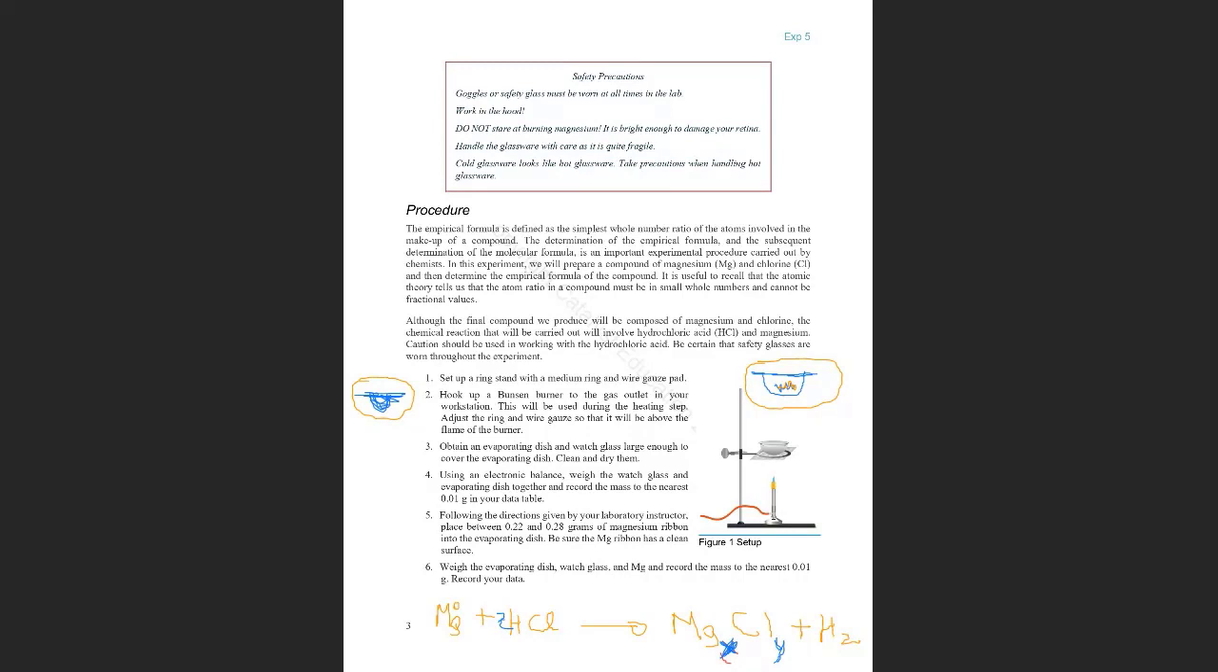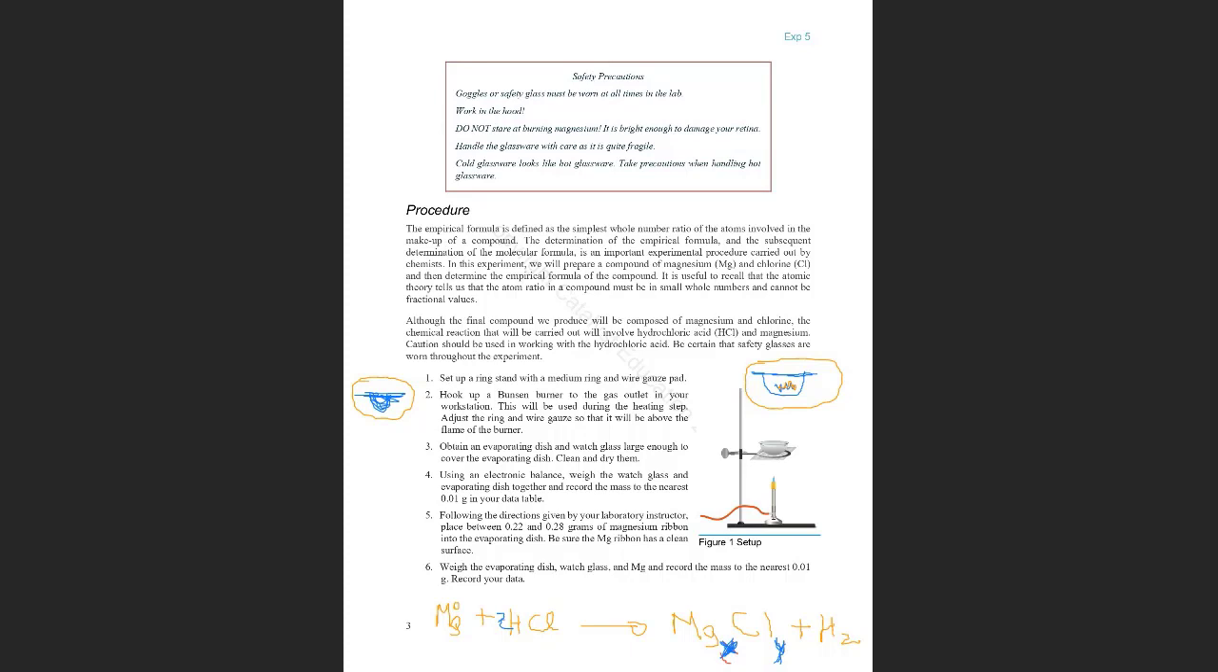So the purpose of this experiment is to calculate the empirical formula, which means calculating this X and this Y. So how are we going to do it? The first step, we already know: we are going to place a piece of metal on the evaporating dish, and by difference we are going to know how many grams of magnesium we have.